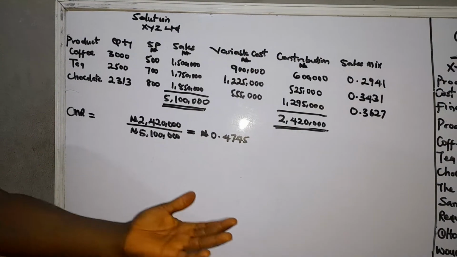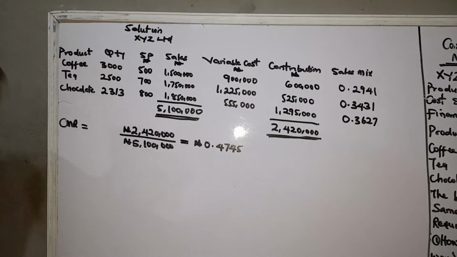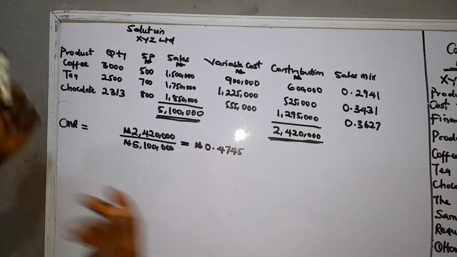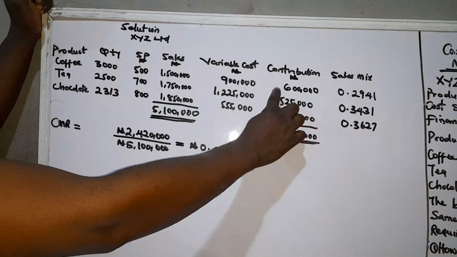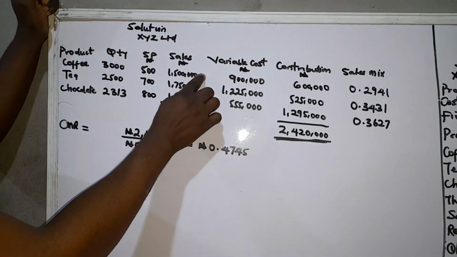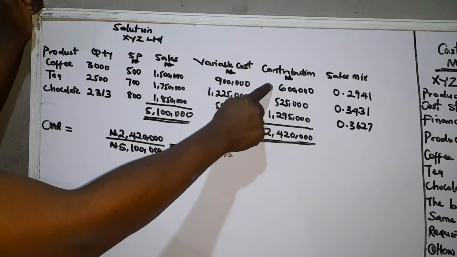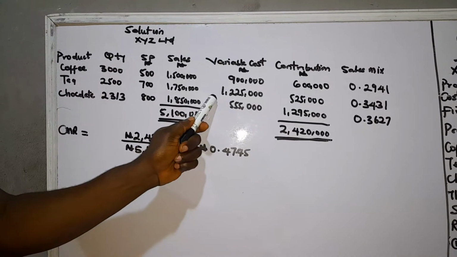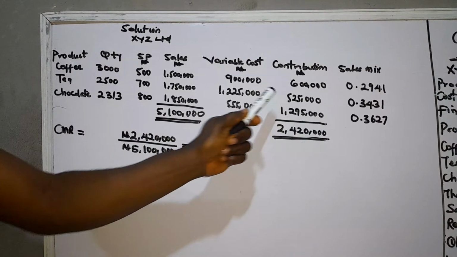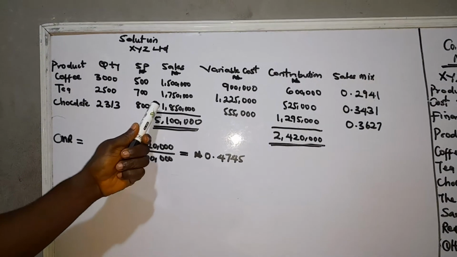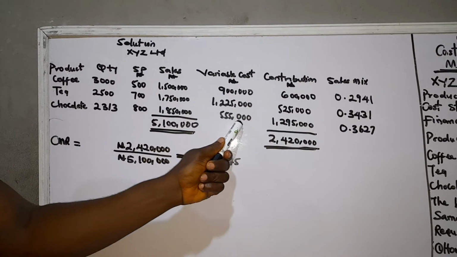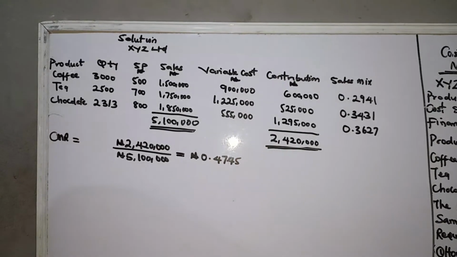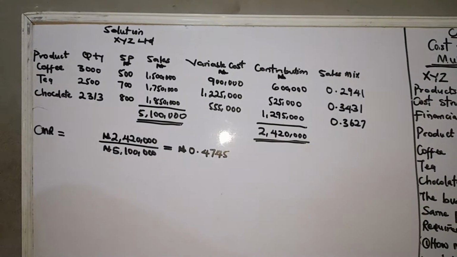You can see this question is more complex than the previous ones. Immediately you get the variable cost, then we can easily pick our what? Contribution margin. 1.5 million minus 900,000 gives me 600,000. 1,750,000 minus 1,225,000 gives what? 525,000. 1,850,000 minus 555,000 will give us 1,295,000. You can see, very simple.